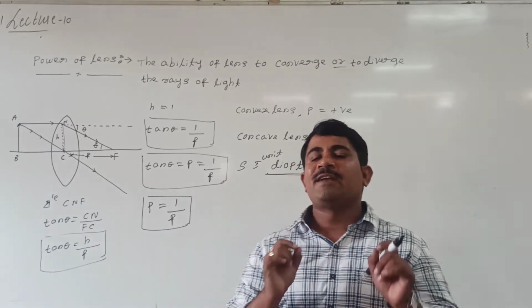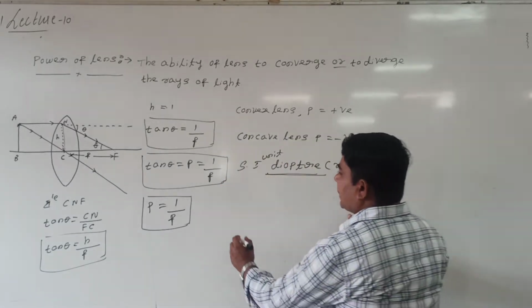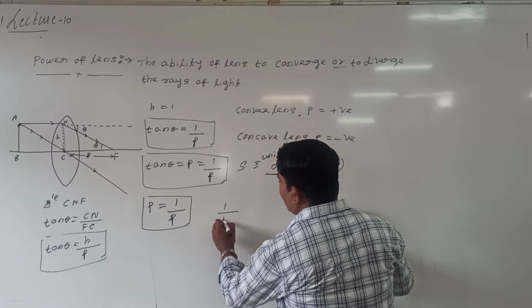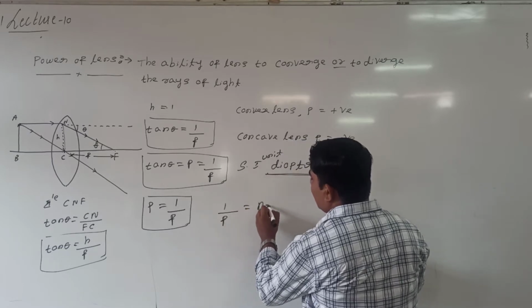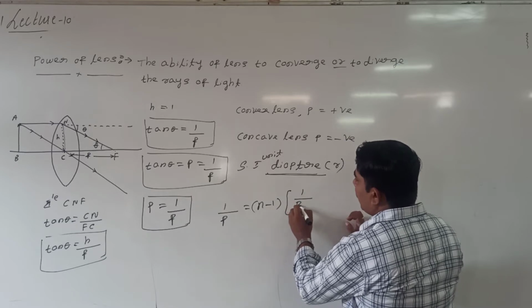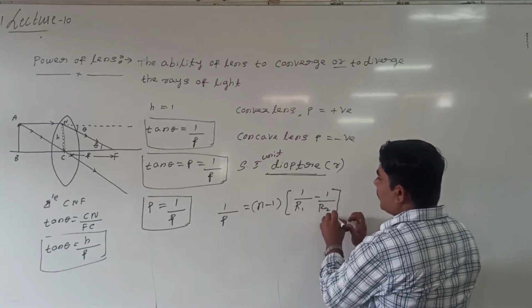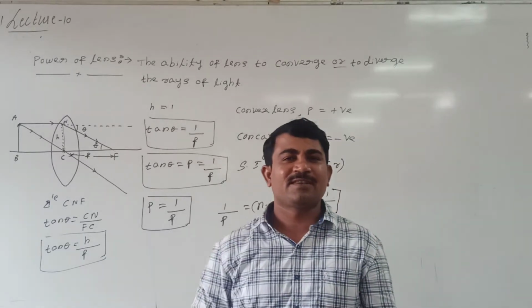So here, in the last class we obtained the lens maker's formula. What was the formula here? Lens maker's formula means what? 1 divided by f is equal to what value? n minus 1 into bracket, how much? 1 divided by R1 minus 1 divided by R2. Right?